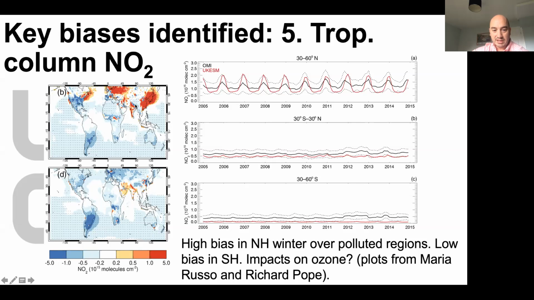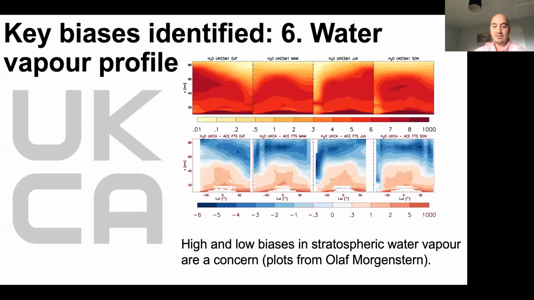But then a really significantly high bias in wintertime over East Asia. And we kind of are keen to understand the reasons for that. And then finally from this paper, I think one of the other biases which came out is this high water vapor bias in the lower stratosphere, but a low water vapor bias in the upper stratosphere. These plots are from Olaf Morgenstern, and I think as well James Keeble will talk a little bit about this later.